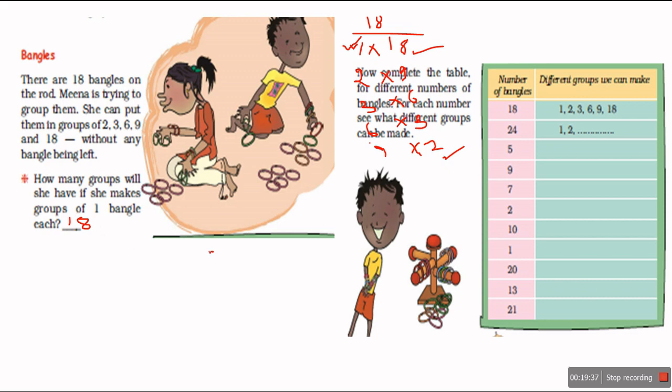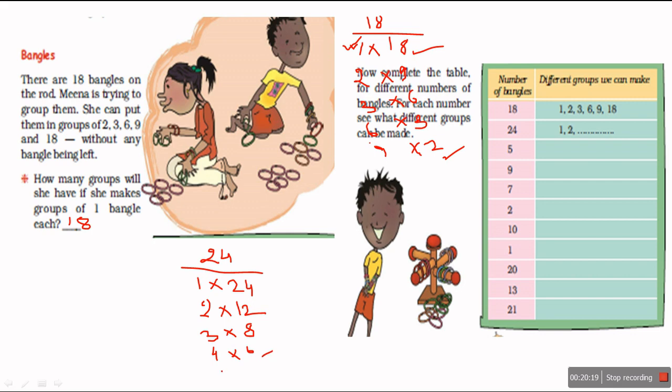Like 24, we can see it in a similar way to what I told you. 1 into 24. If I make groups of 1 bangle, there will be 24 groups. Now 2 into 12 is 24. So if I make groups of 2 bangles, there will be 12 groups. 3 into 8, 8 threes are 24. So if I make groups of 3 bangles, there will be 8 groups. 4 into 6. If I make groups of 4 bangles, there will be 6 groups.